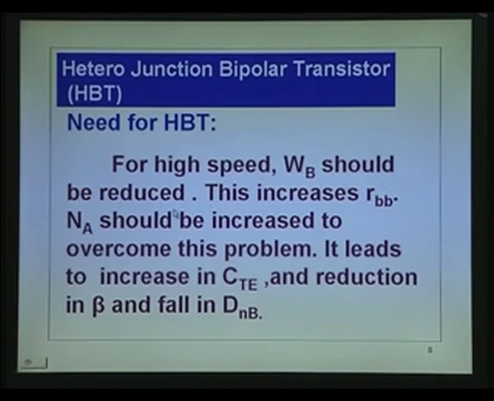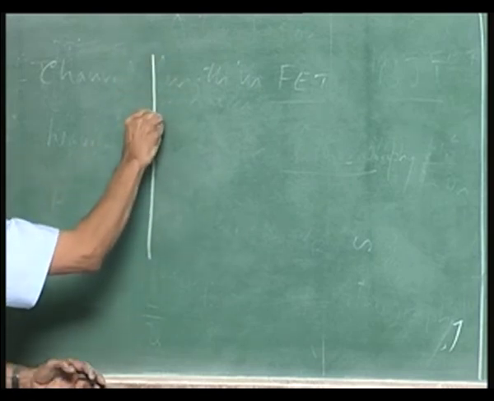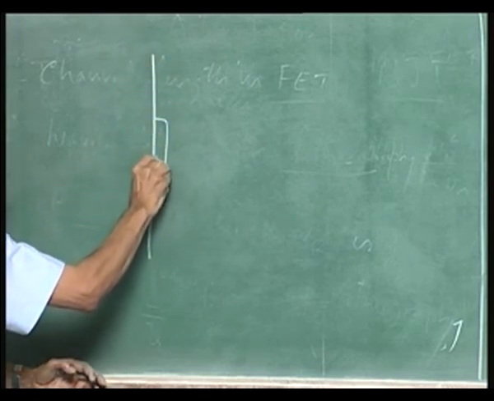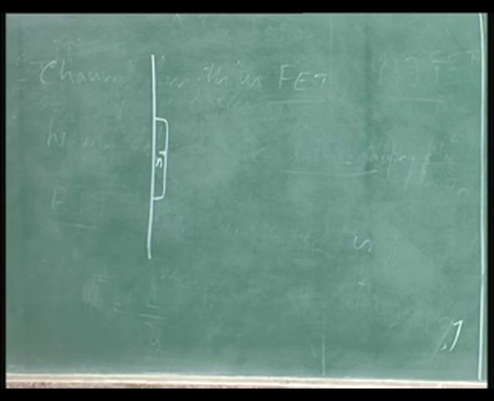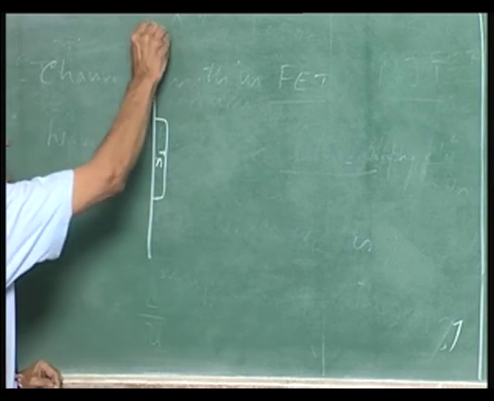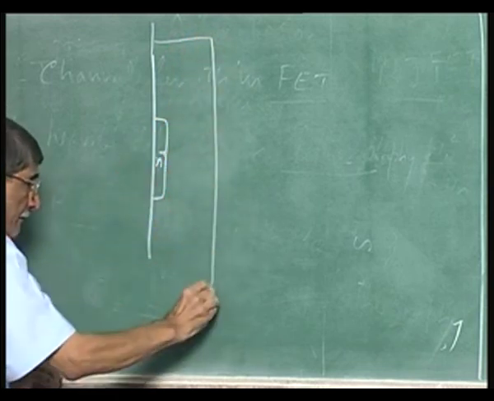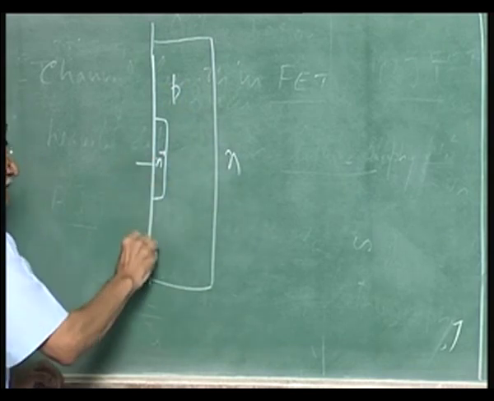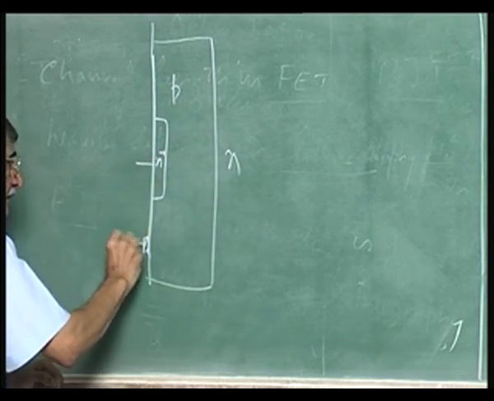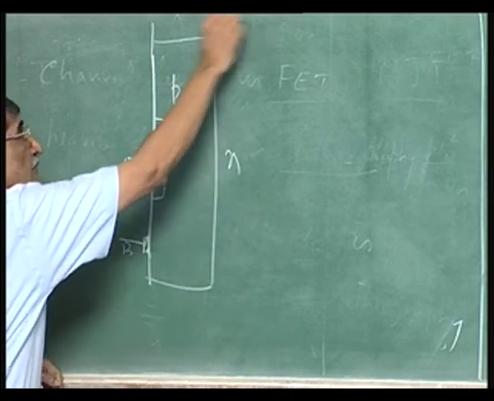That is what is put down here. For high speed, base width should be reduced, if you want to increase intrinsic speed. And what is the consequence of reducing base width? So, let us put that down here. If I put a circuit diagram like this, you see the N plus. I am still showing the circuit arrangement similar to what you have in the conventional bipolar junction transistor. This is the base, emitter and the base, and of course, you have the collector.